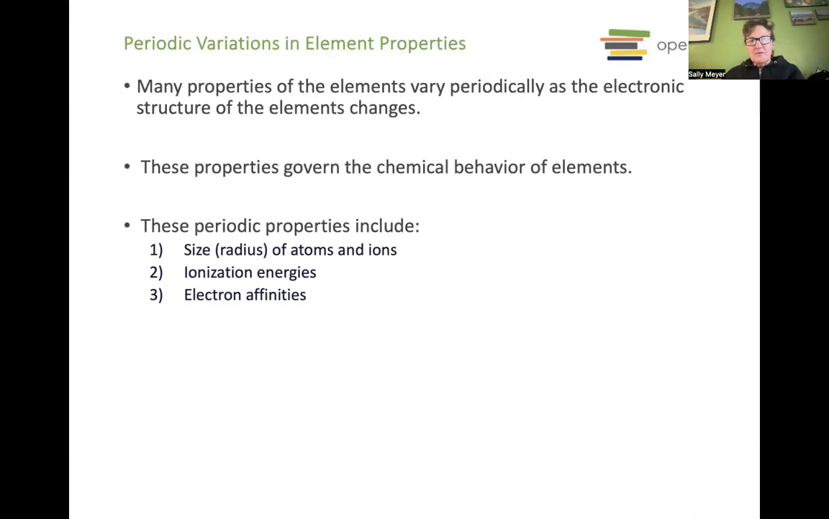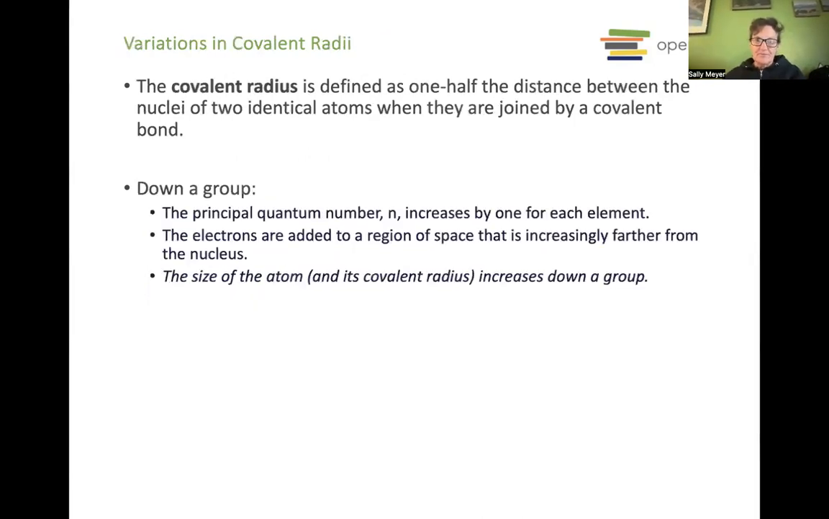So a lot of properties of elements vary periodically. So it might be that as you're going from the left to the right of the periodic table, the size of the elements are getting smaller. And if you go down a period, it's also true if you go from the left to the right. So they're going to have properties that vary periodically as the electronic structure of the elements change. So these properties govern the chemical behavior of elements. So these include the size of atoms and ions, the ionization energies, and the electron affinities.